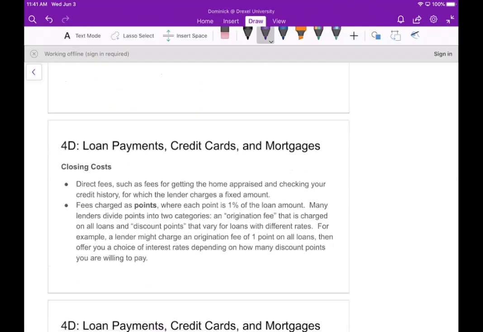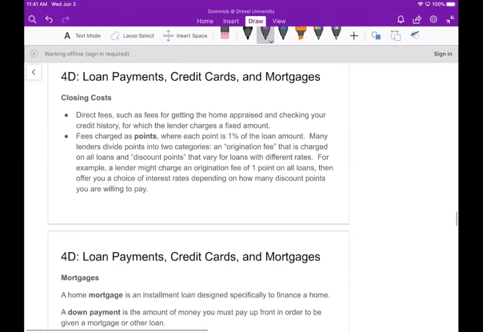Now, closing costs are comprised of two different things. You have your direct fees, for example, fees for getting the home appraised and checking your credit history, and usually the lender charges a fixed amount for these. There are also fees that are charged as points, where each point is 1% of the loan amount. Many lenders divide the points into two categories: an origination fee that is charged on all the loans, and then discount points that vary for loans with different rates. For example, a lender might charge an origination fee of 1 point on all loans, then offer you a choice of interest rates depending on how many discount points you are willing to pay.